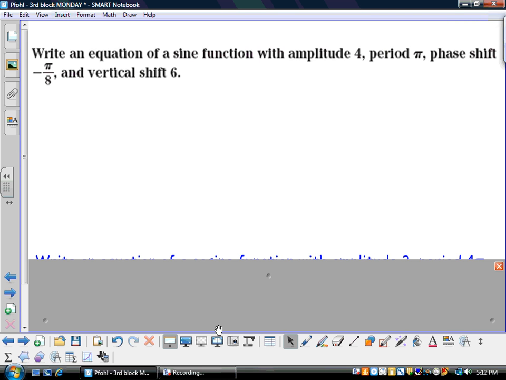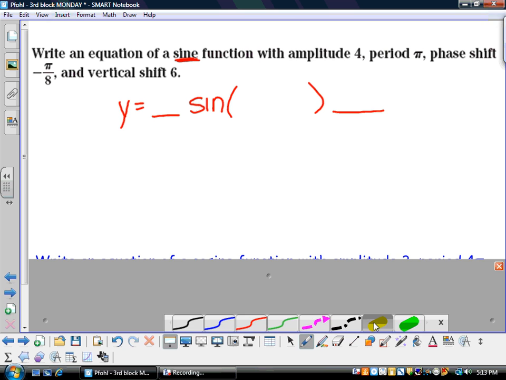All right, here's what I like to do when I start these equations. I like to start with y equals some number, in this case sine of, and I like to leave a big space for my parentheses and then a blank at the end. The number that's going to go out front is going to be the amplitude. So this number right here is 4.